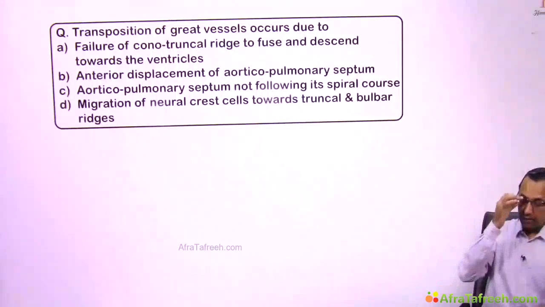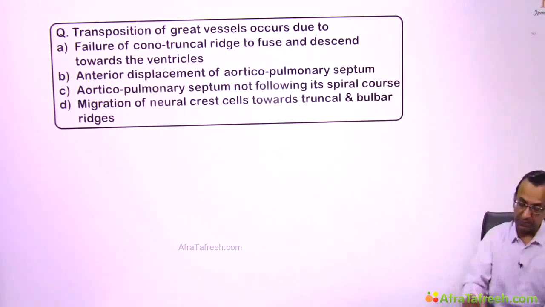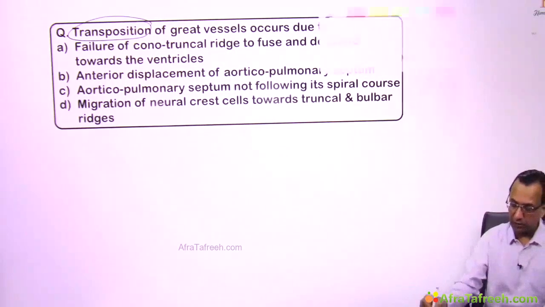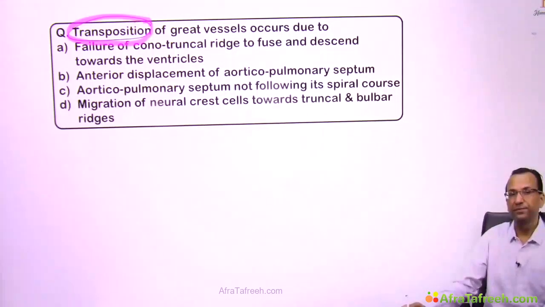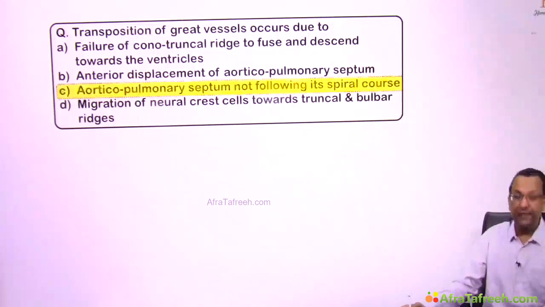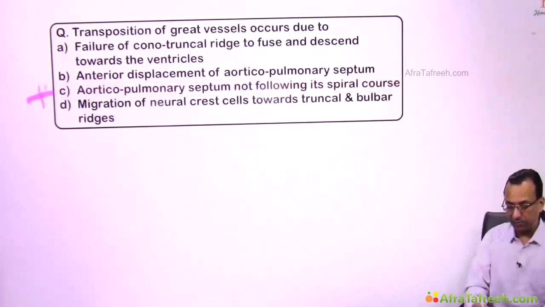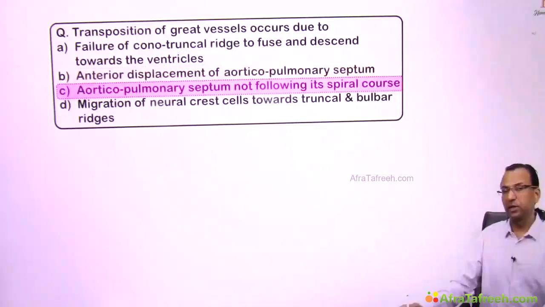Now we are having a question. It is asking us about transposition of great vessels. What do you think is the answer? If you ask me transposition, then I'll tell you that the two big vessels are opening into opposite ventricles. Yes, tell me the answer. I think the answer is choice number C. Yes, the AP septum is not spiral. Can you tell me one thing? What is the answer to this one? You mean to say anterior displacement of the AP septum? Yes. Tetralogy of Fallot? Correct.